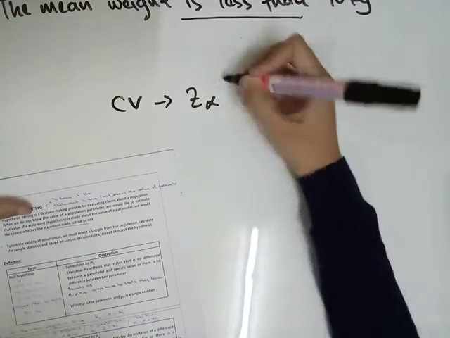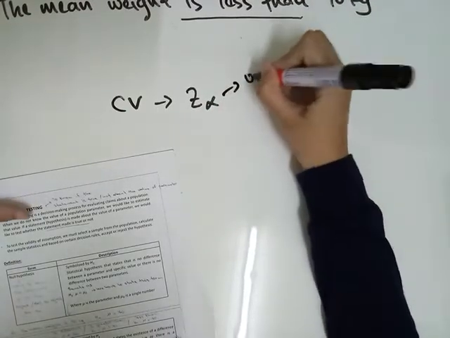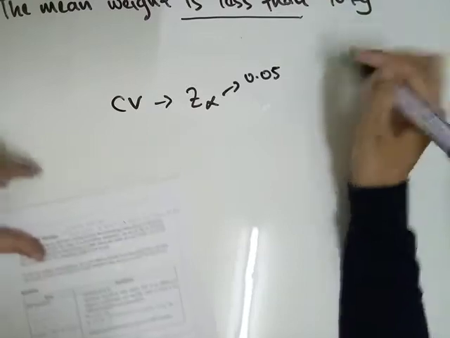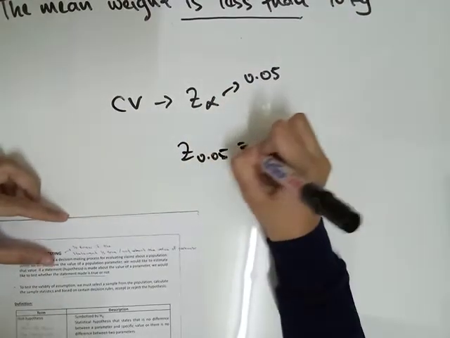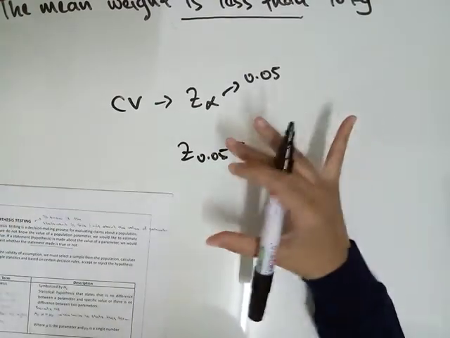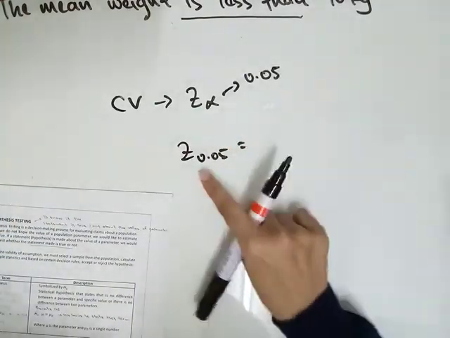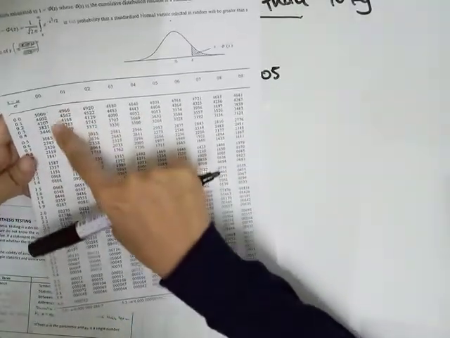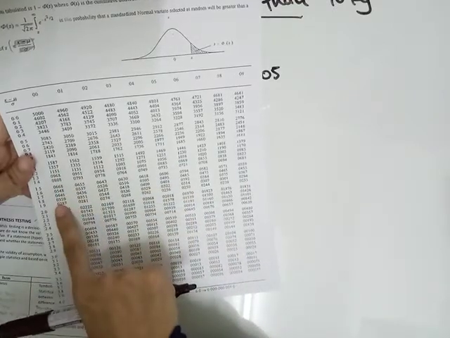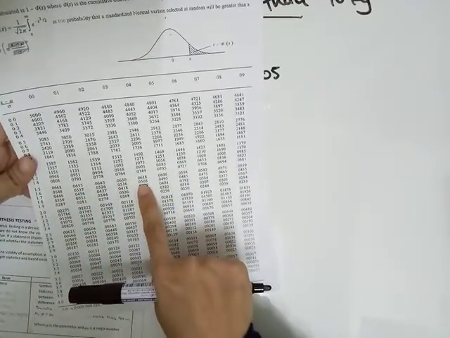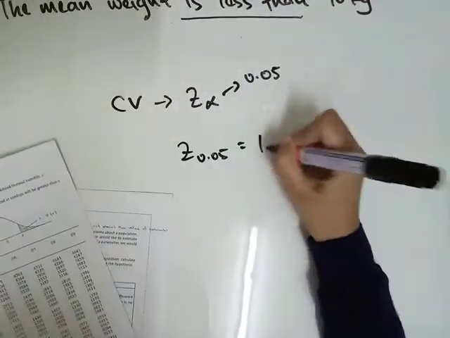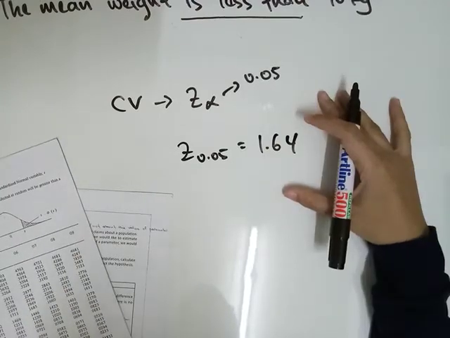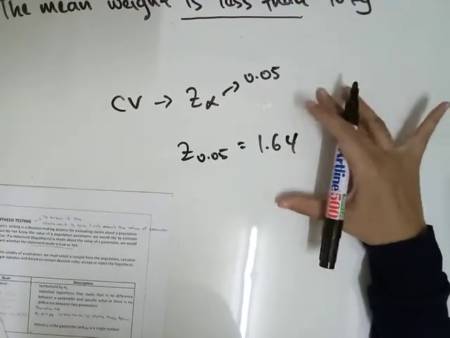Alpha ni, dia dah bagi. For example, 0.05. Dia dah bagi dalam statements. Therefore, we need to find the Z value when alpha 0.05. Macam mana nak cari Z value? Okay, kita dah belajarkan sebelum ni to find the Z value. When 0.05 is alpha, that means the probability kat sini. So, awak kena carilah 0.05 kat mana. For example 0.05, that means the Z value is 1.64. Okay, so this is we call it as critical value.